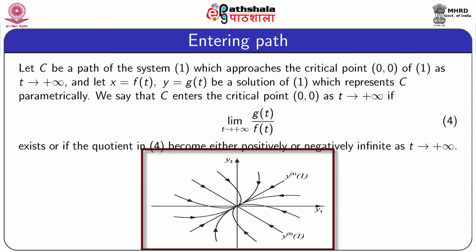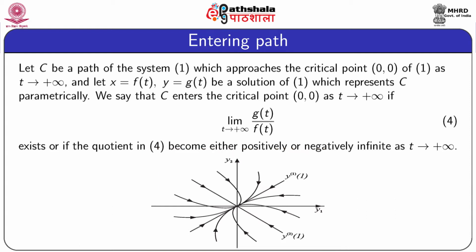So, consider the figure. You will see that all these paths are approaching the point (0,0) and ultimately passing through the point, which we say that they are actually entering the point (0,0). So, basically the difference between the approaching path and the entering path is that in the approaching path, the path will be in the neighborhood of that point (0,0), whereas in the entering path, the path will actually enter that point (0,0).